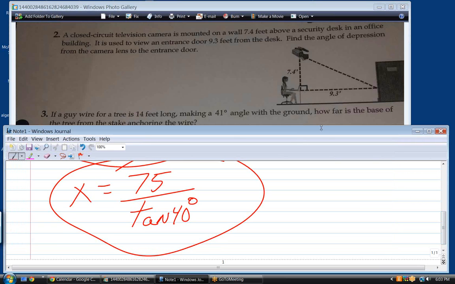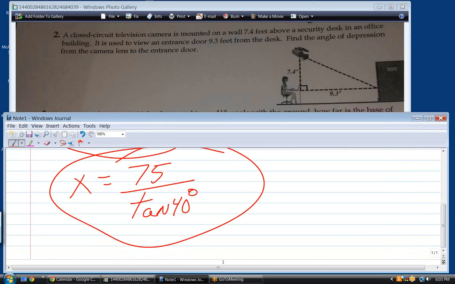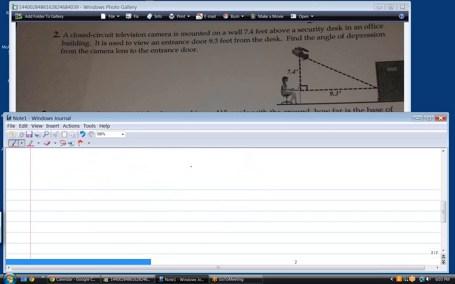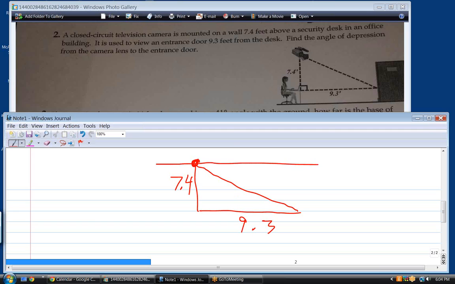Another problem, another triangle. All of these are right triangles. Good thing, because we wouldn't know how to solve it if they weren't. So that's 9.3, that's 7.4. What are they asking for? Find the angle of depression from the camera lens to the entrance door. Well, there's the camera. The angle that they are talking about is that one, not the one below it.